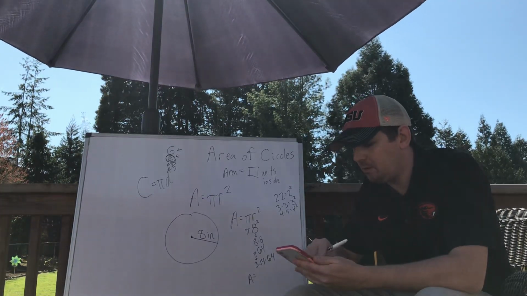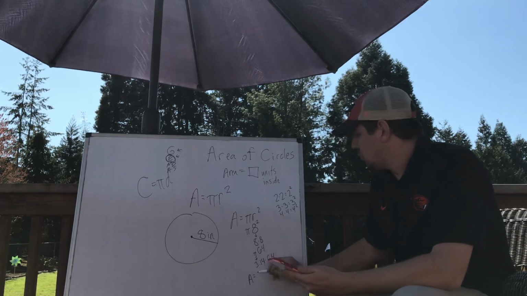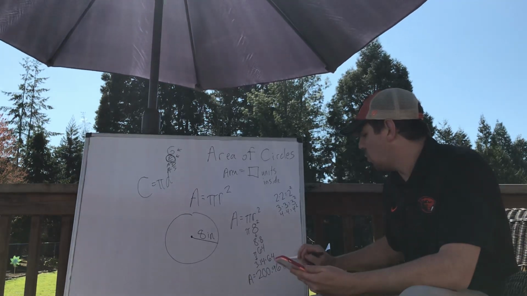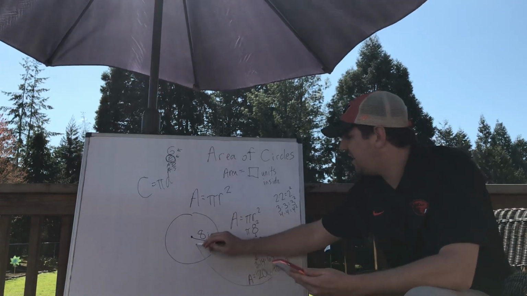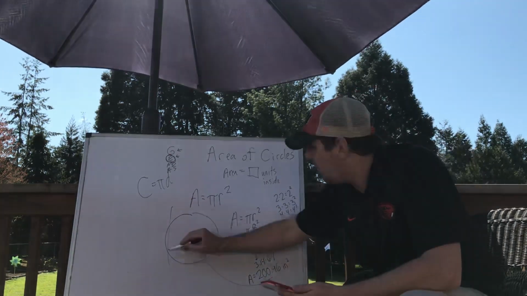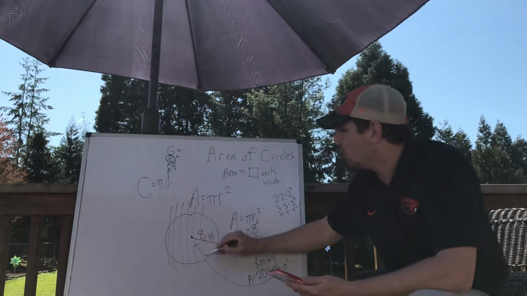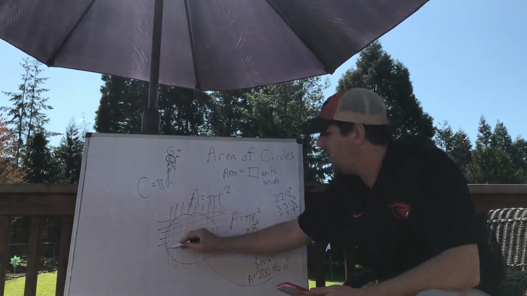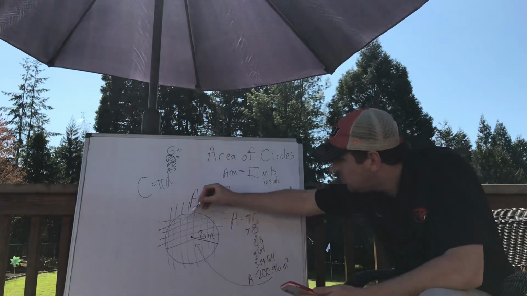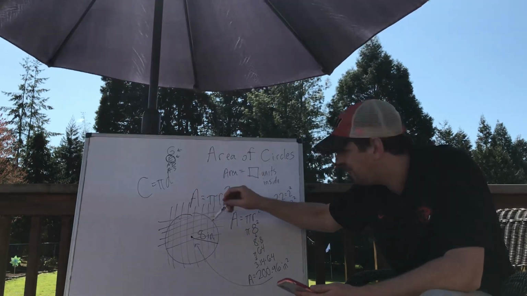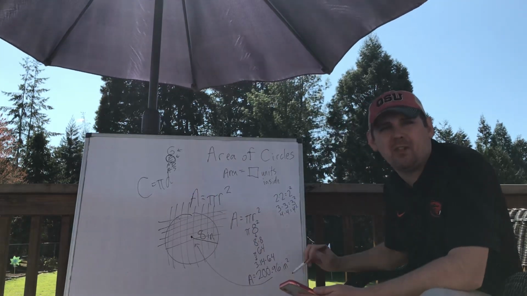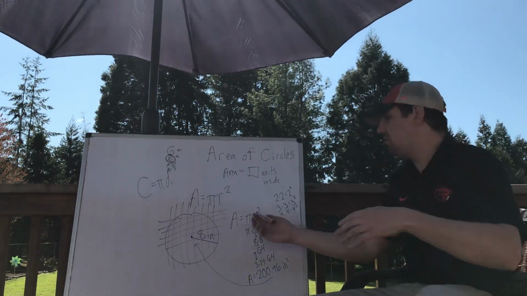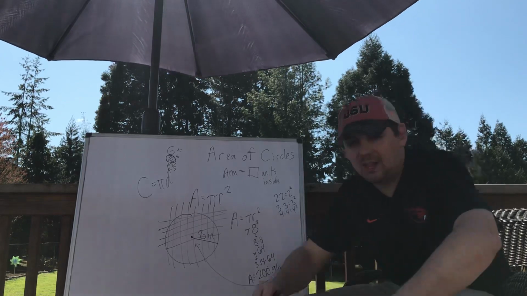64 times 3.14. 200.96 square inches fit inside of this. That means if we basically put this circle on a grid, this is not a perfect grid, but there would be 200 squares inside of that circle with a little bit more of another square. All right, that's your basic area formula.